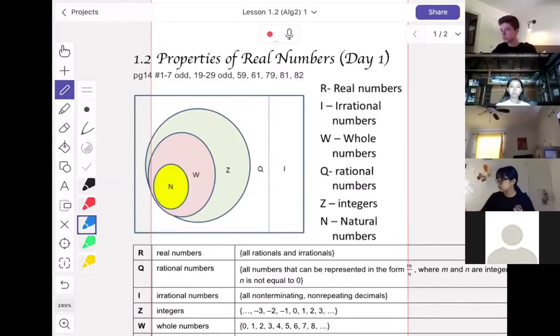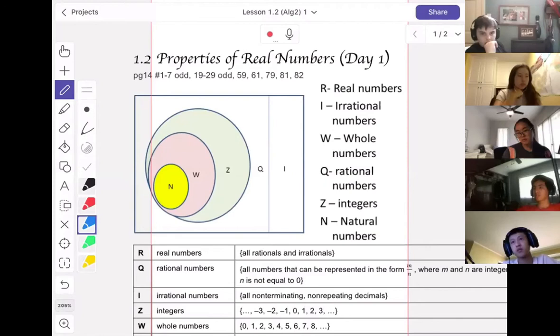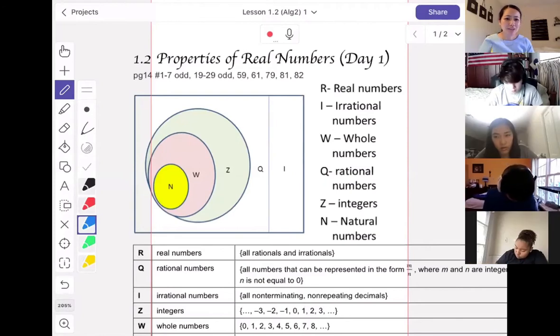All right, well, I'm gonna get started. So here we go. Properties of real numbers. We have 2 parts of the lesson today. We're gonna talk about these number sets, and then we're gonna talk about properties as well.